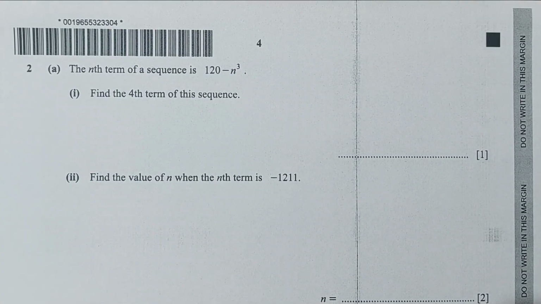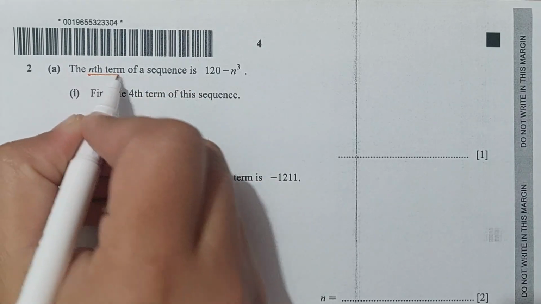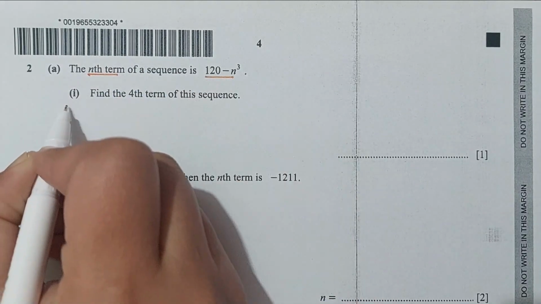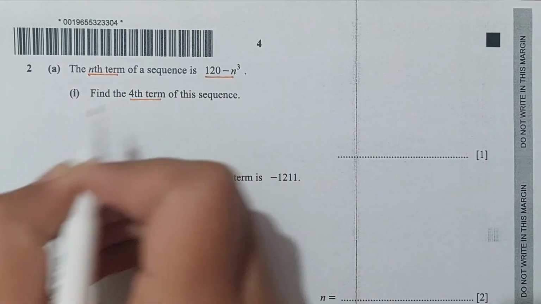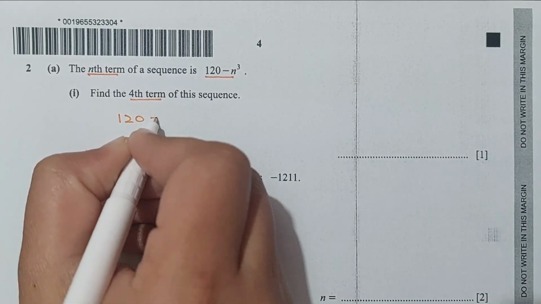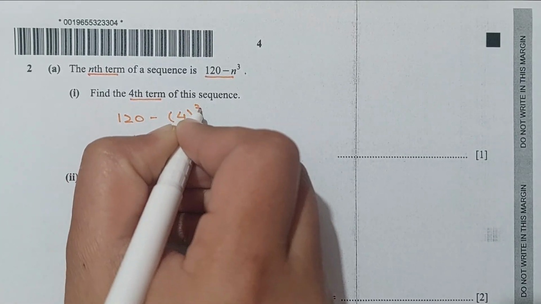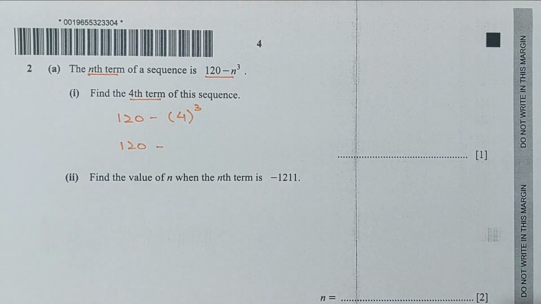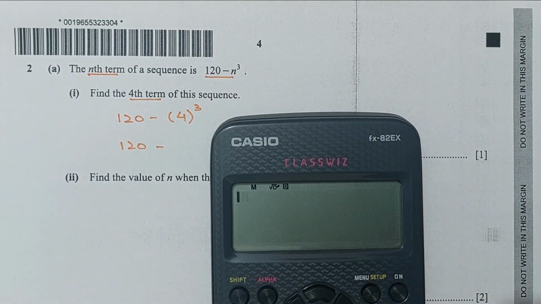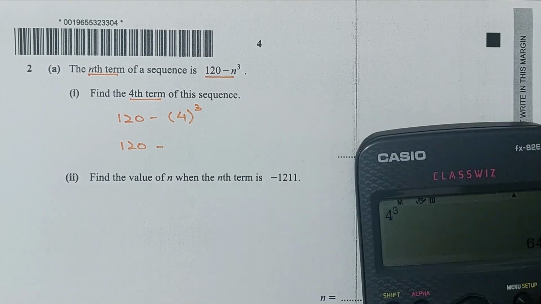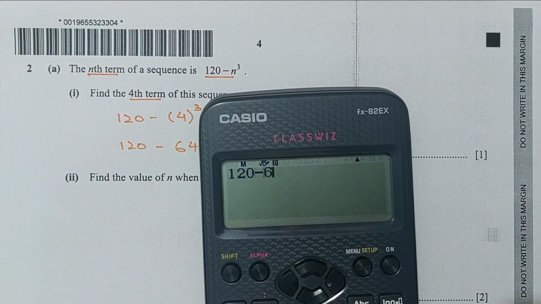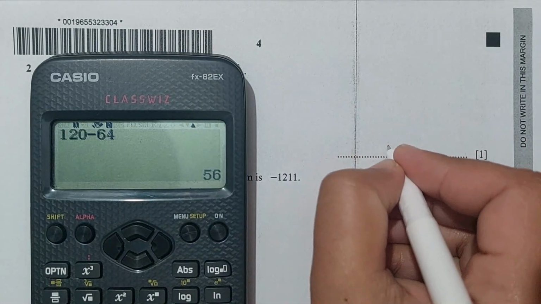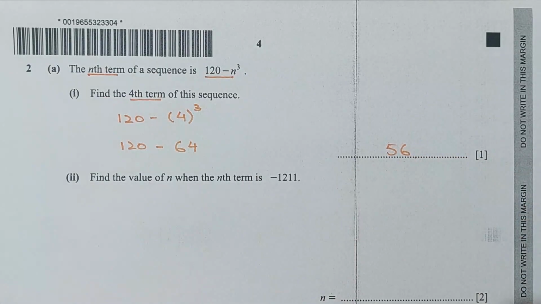Now for question number 2, part A, the nth term of the sequence is this. Number 1, find the fourth term of this sequence. 120 minus 4 to the power 3. So 4 cubed is 64. Let me double check. 4 cubed is 64, yes. From 120 take away 64. This is 56. So 56 is the fourth term.